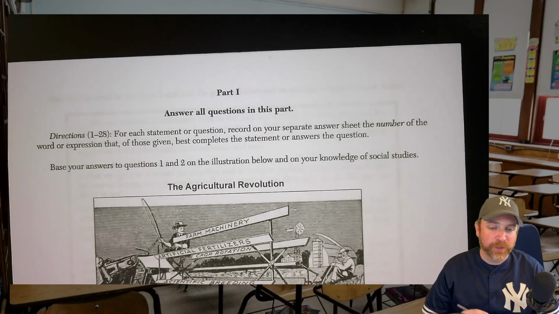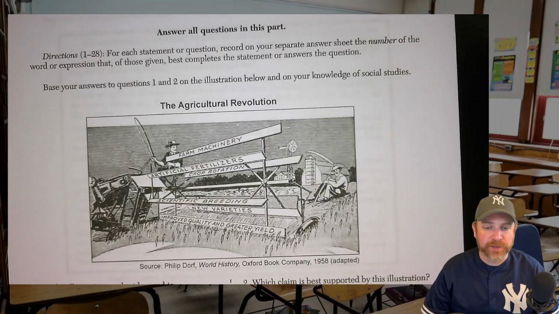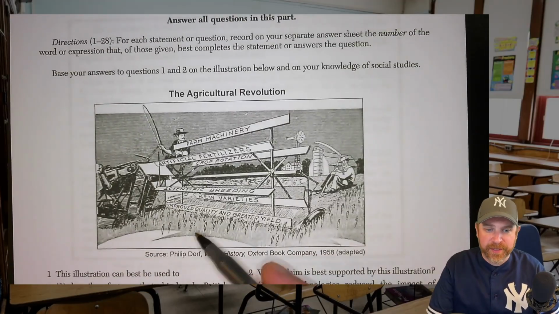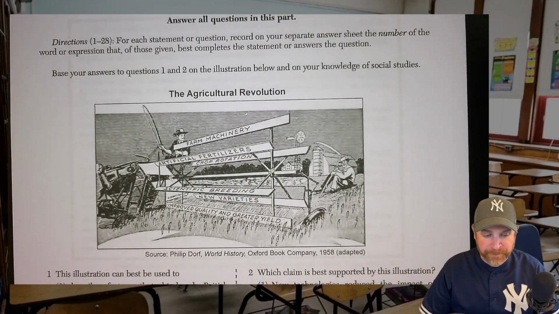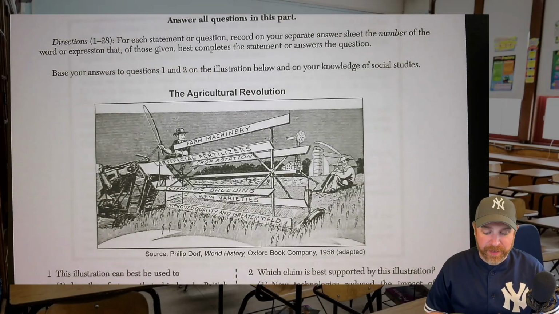Okay, folks, so today we're going to take a look at the June 2024 Global History Regents, and questions 1 and 2 here correspond with a political cartoon titled The Agricultural Revolution. Now, if you don't remember anything about this, the Agricultural Revolution took place in Great Britain, beginning in the mid to late 17th century, which is the 1600s, so the mid to late 1600s.